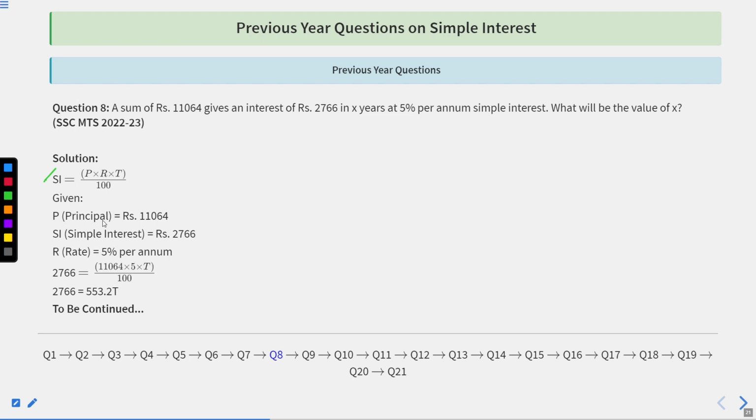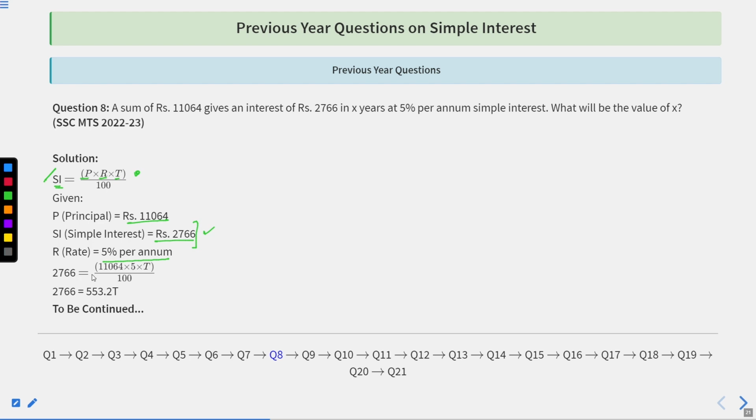So here it is given that principal is equal to 11,064 rupees and the simple interest is equal to 2,766 rupees and the rate is 5%, and we want to find the time it takes to get this much interest at the rate of 5% per annum. So we are going to use this formula. Simple interest is 2,766, principal is 11,064, rate is known and time is not known. So we are going to find out time here.